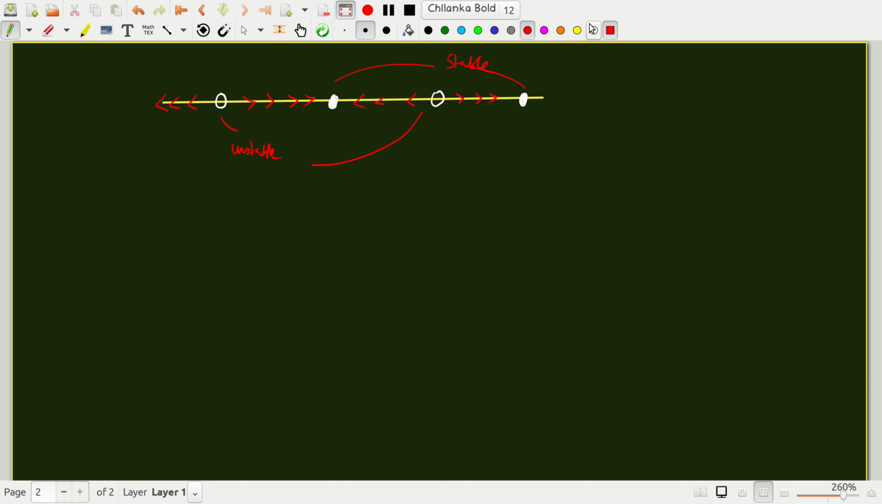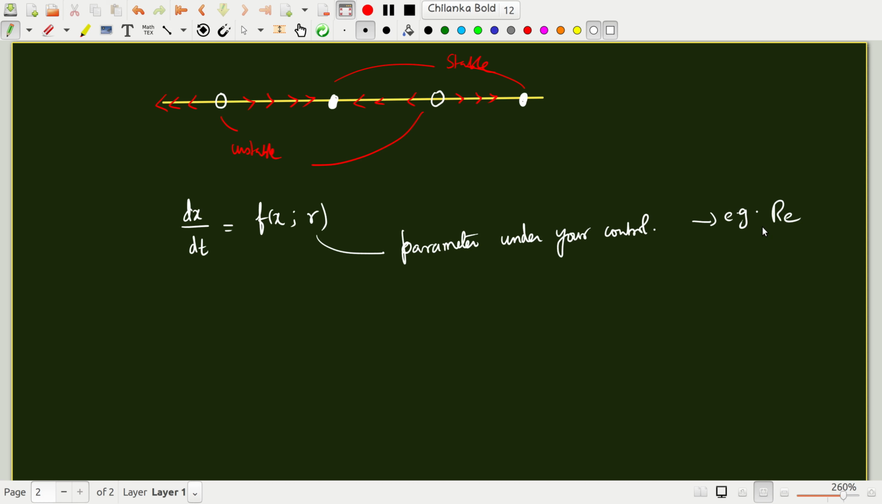Now, there is, however, one interesting thing that happens even in 1D, wherein instead of dx/dt is f of x, I'm going to introduce a parameter r. This parameter can be varied experimentally if you wish. It is a parameter under your control. For example, this is the Reynolds number in fluid mechanics. You can increase the flow rate to change the Reynolds number. Similarly, this is an experimental knob that you have to change as per your wish.